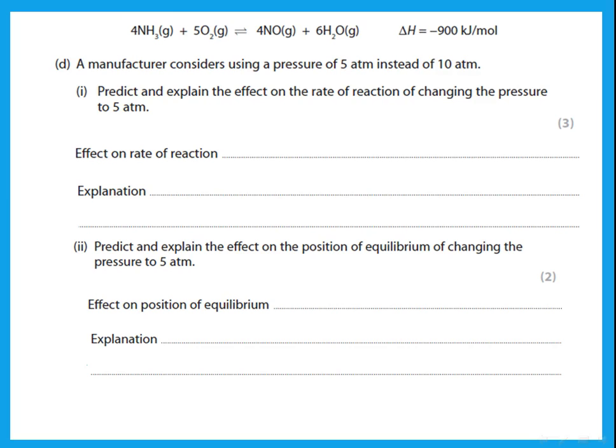Now, this is the same equation, and he says a manufacturer considers using a pressure of 5 atm instead of 10 atm. So he wants to use lower pressure. Predict and explain the effect on the rate of the reaction of changing the pressure to something that is lower. If I lower the pressure, what happens to the rate? Remember that we said if we're talking about the rate, increasing pressure increases the rate. Lowering the pressure lowers the rate.